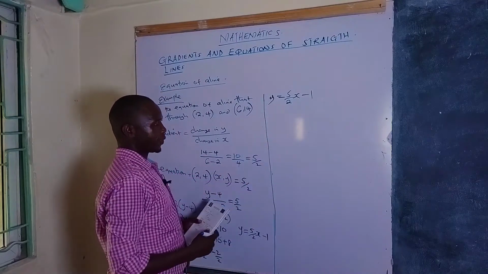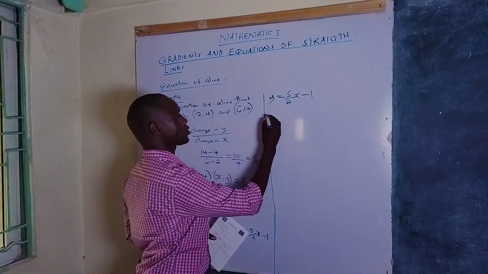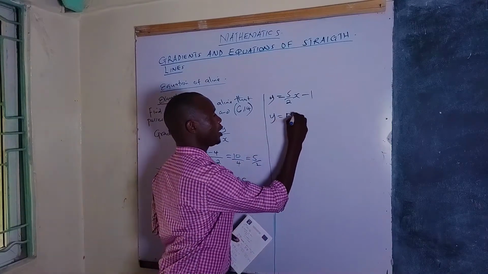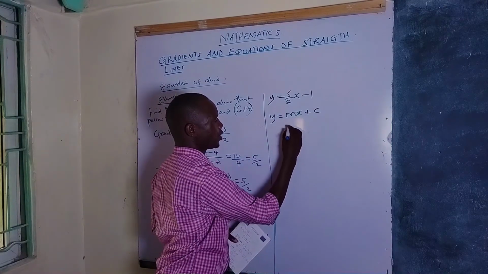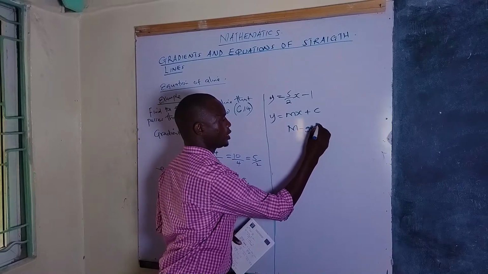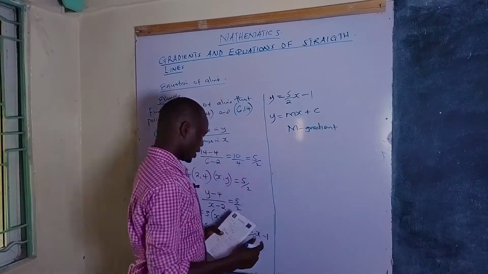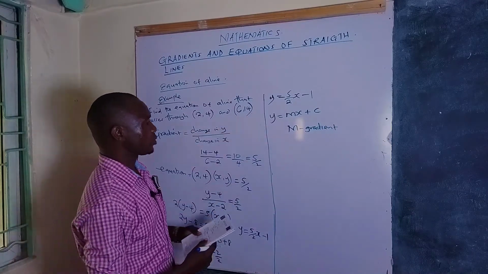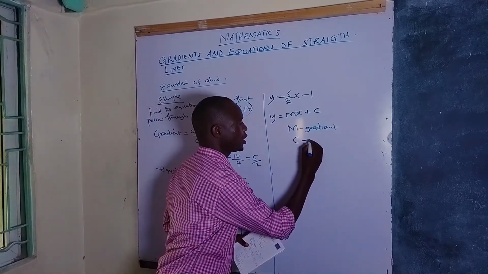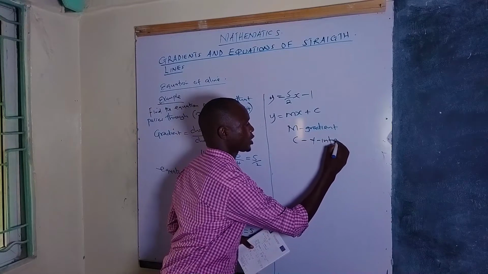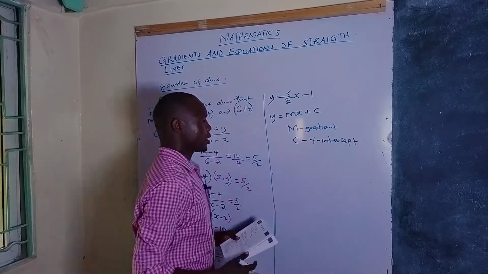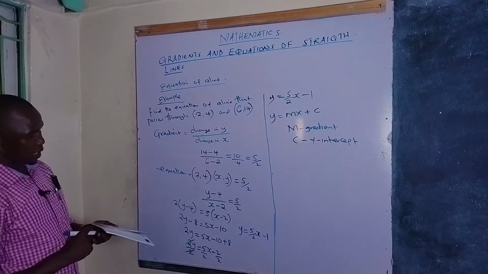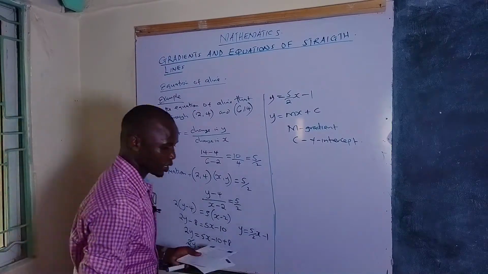This is how we express the equation of a straight line. That is to say, the equation of a straight line is always in the form of mx plus c, where m stands for the gradient. And you can see the gradient of this line is 5 over 2, which is reflected in this equation. Then c is what we call our y-intercept. This is our y-intercept. That is how we get the equation of a straight line.